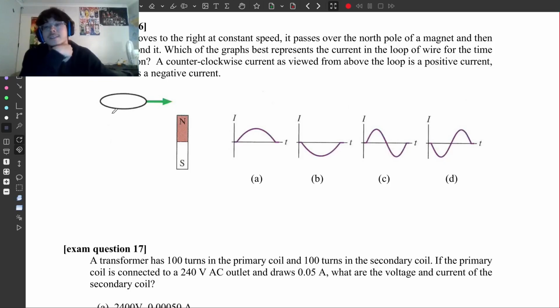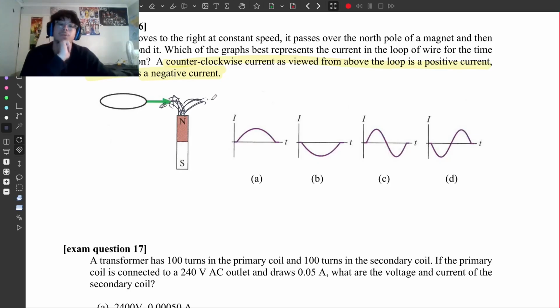So question 16. As a coil moves to the right at constant speed, it passes over the north pole of a magnet and then moves beyond it. Which of the graphs best represent the current in the loop of the wire for the time of the motion? Counterclockwise current, as viewed from above the loop, is a positive current. Clockwise is a negative current. So first I'll just draw some of my magnetic field lines.